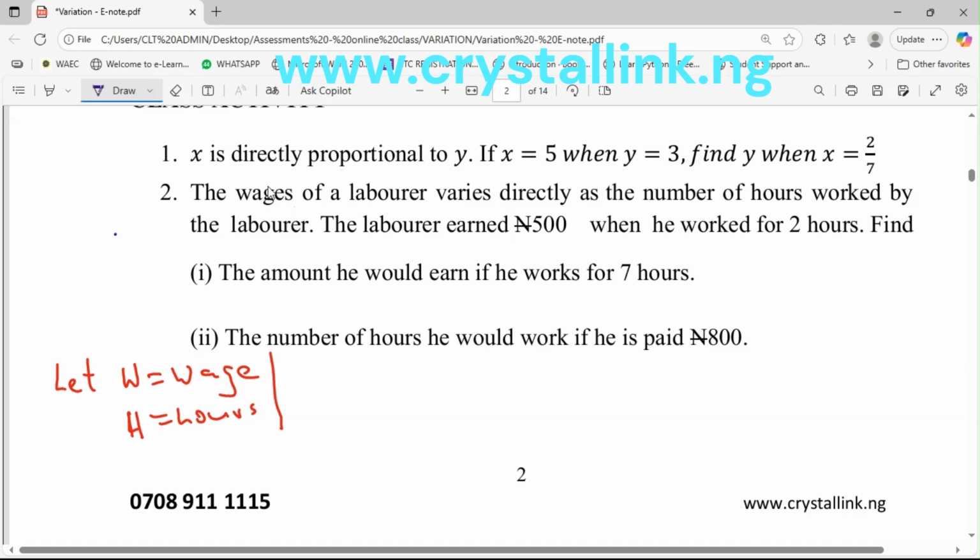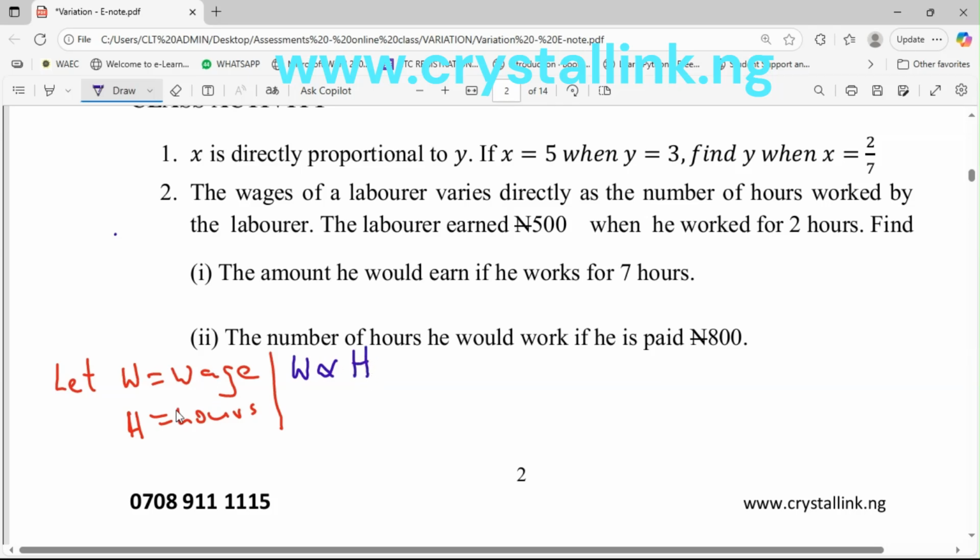So let's establish the relationship between W and H, which is the wage and hours worked. So he said the wages of a laborer varies directly. So directly means this is direct proportion. This is direct variation. Another way you can say it is: the wages is directly proportional to the number of hours worked. That will still be saying the same thing. So what this means is W, which is the wages, is directly proportional to H.